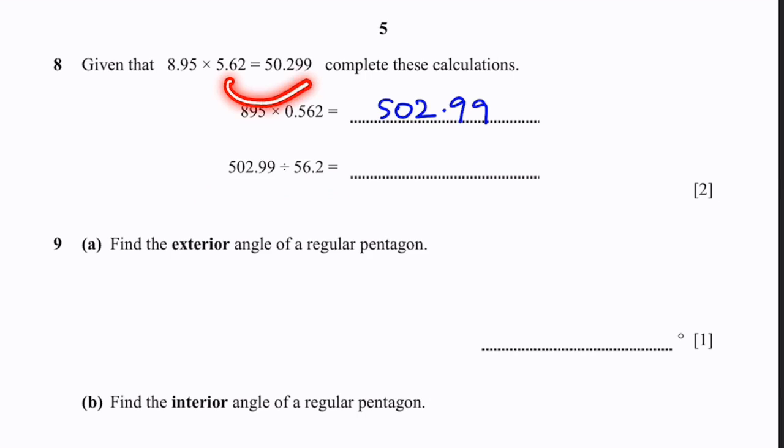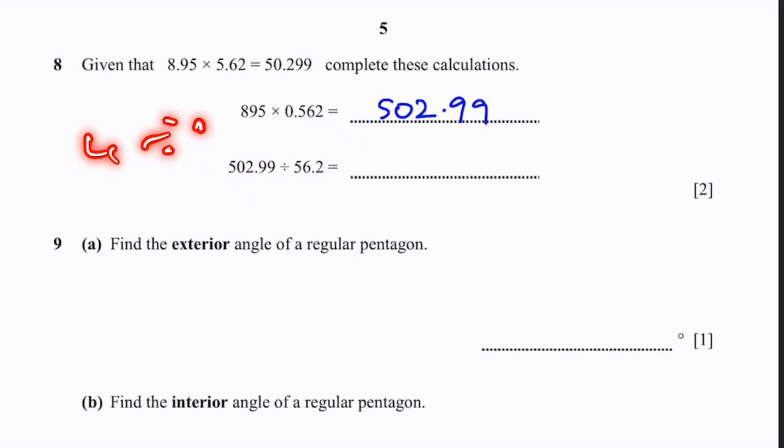If you bring 5.62 to this side, we'll get 50.299 divided by 5.62. And over here, we have 502.9, which is 50.299 into 10, divided by 5.62 into 10, because that's 56.2. So because we multiply 10 for both of the numbers which are being used in division, it does not change the answer. So I'll relate this division over here with a simple example.